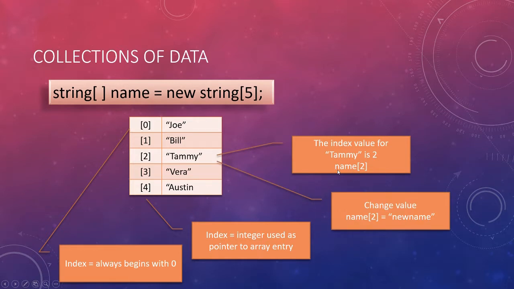So we could say name and then square brackets, the number 2, and that would indicate that we were looking at Tammy's entry. Now we could also change Tammy's entry by saying name square brackets 2 equals something new, a new name, and that would update that value in the array. So an array is just a collection.